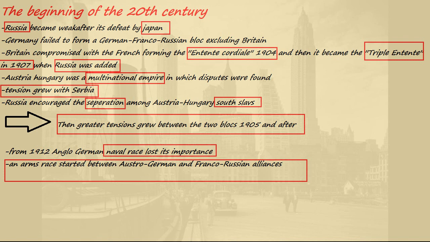From 1912, the Anglo-German naval race lost its importance, which means there was a kind of race between Britain and Germany in terms of battleships, who would build more or stronger ships than the other. So this phenomenon lost its importance because there was an arms race that started between the Austro-German and Franco-Russian alliances. This is very important. Of course, these signs are easy to detect now that something bad was about to happen, but it wasn't that evident at that time. Everyone was trying to impose its own authority to prove that I'm stronger than you. And all these, of course, led to what we call the outbreak of the First World War.